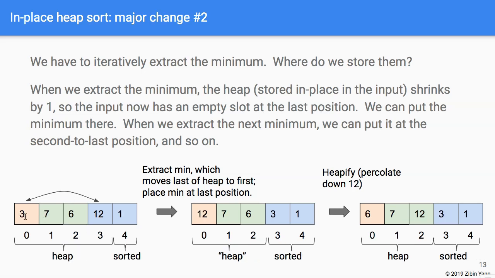Now we extract the second minimum, which is 3, and swap it with the last element. So 3 comes to the last position, and 12 becomes the first element. Now we have something that is not truly a heap, so again we percolate down 12. Then we have a smaller heap again, and a sorted list at the end of the input. Okay, hopefully that's clear how it works.